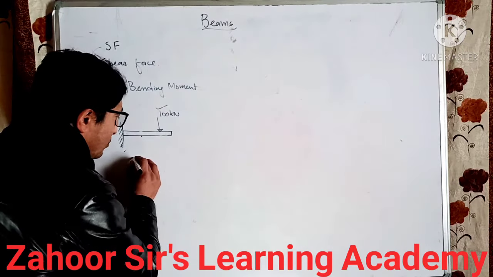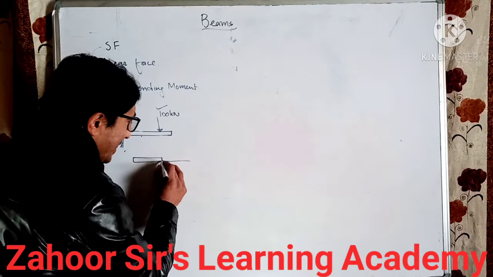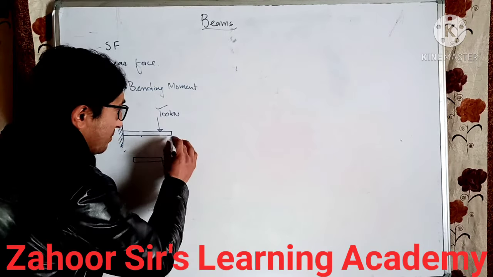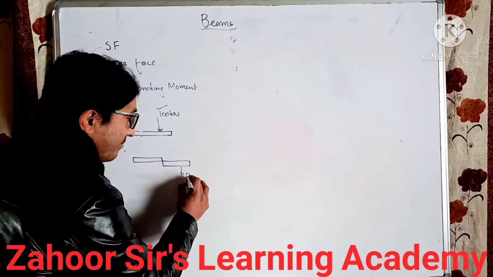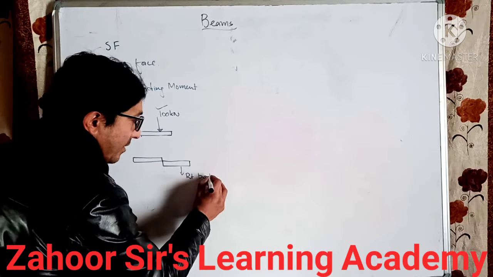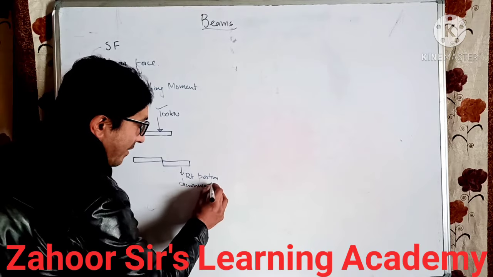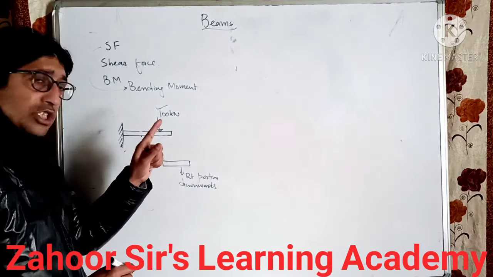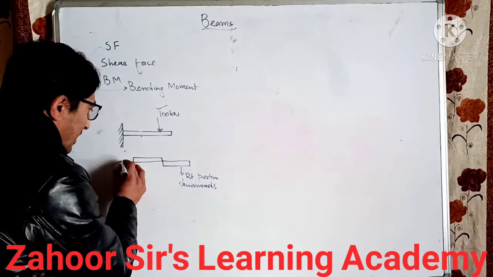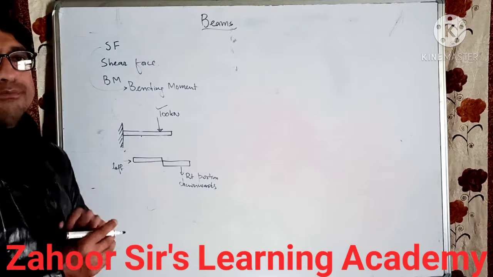This load will try to slide this portion. This is the right portion, to slide the right portion downwards. The beam's right portion will slide downwards and the left portion remains at its own position.